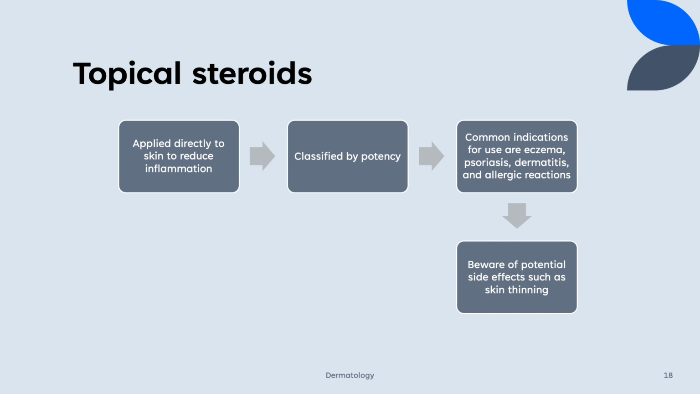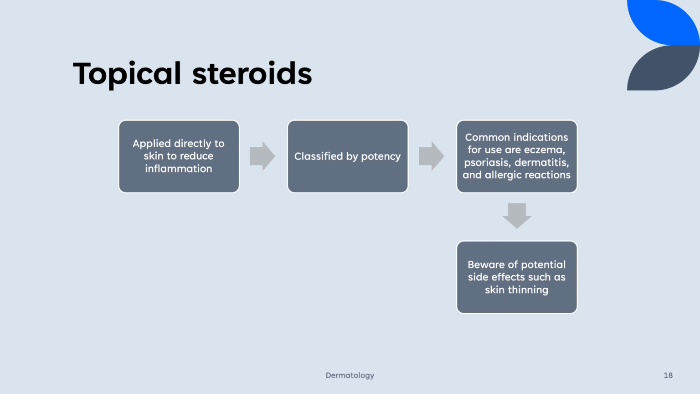Now, topical steroids are classified by potency. There are seven different classes. You have low potency options, which include hydrocortisone. You have medium potency agents like triamcinolone, and high potency options like betamethasone. Very high potency steroids such as clobetasol are reserved for more serious cases, and we really shouldn't even be prescribing these in primary care. Indications for use are common and include conditions like eczema, psoriasis, dermatitis, and allergic reactions.